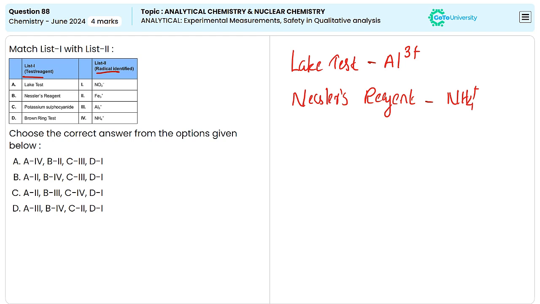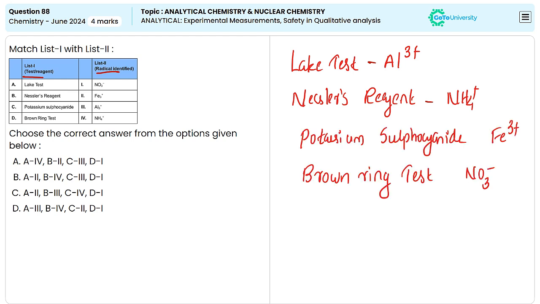The third one is potassium sulfocyanide. This is used to test for the presence of Fe3+ ions, or ferric ions. A blood red color indicates the presence of Fe3+ ions in the sample.